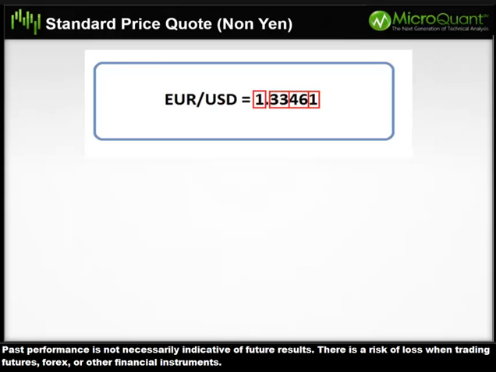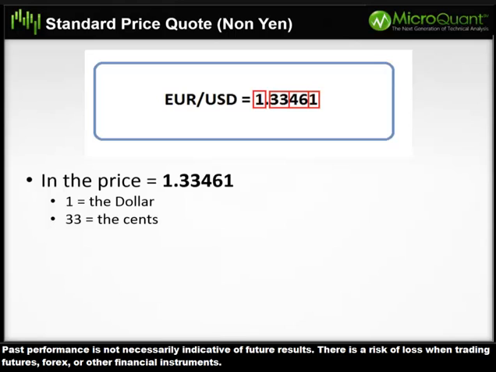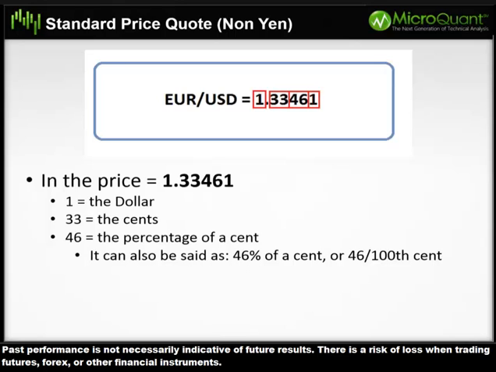I have this spiffy looking drawing here that I made in Paint. The euro US dollar quoted at 1.33461. We'll break this apart so you can see what's going on. In this price, 1 is a dollar, 33 is the cents. That's what we're used to. Now that we're getting into Forex, that 46 is the percentage of a cent. So in order to get 1 cent, you need 100% of something. So it can also be said to be 46% of a cent or 46/100th of a cent. And that number 6 up there, that's your pip.